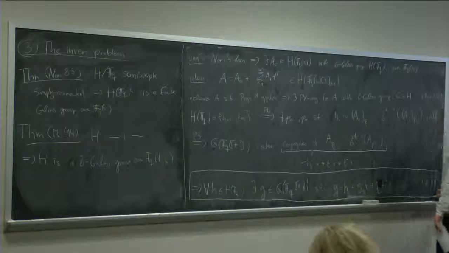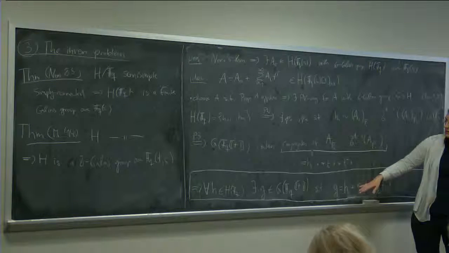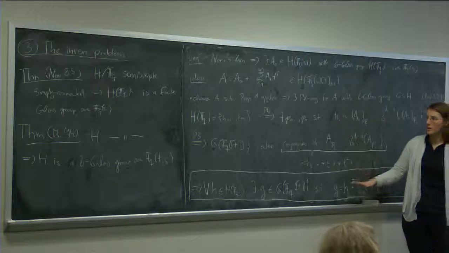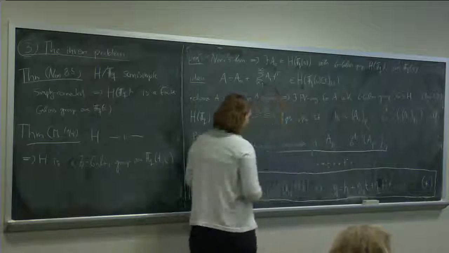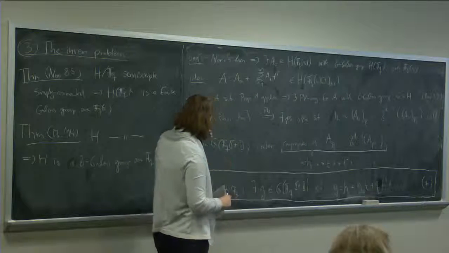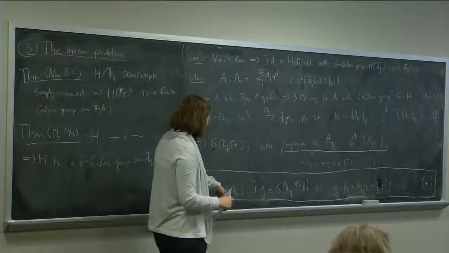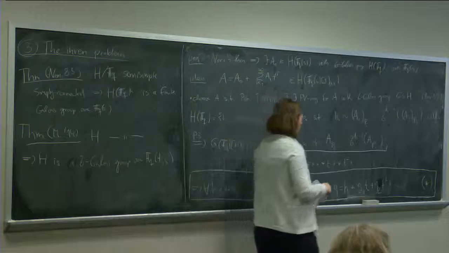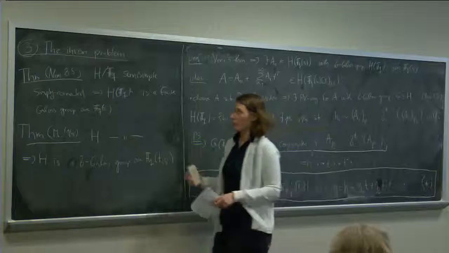So we now know that these elements G are contained in here. Of course, that's not enough to generate the group, because these are all of finite order, so these still generate only a finite group, but all of H of FQ. And we only need, in addition, a maximal torus to generate the group.